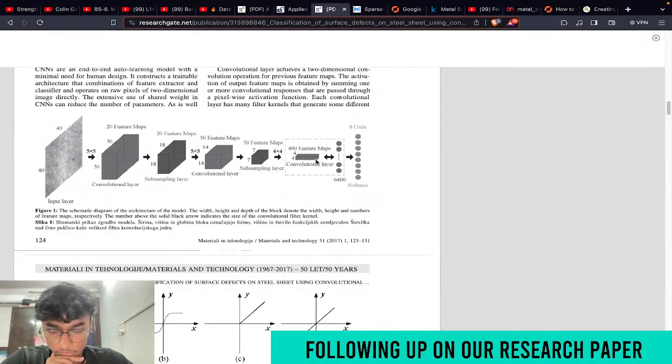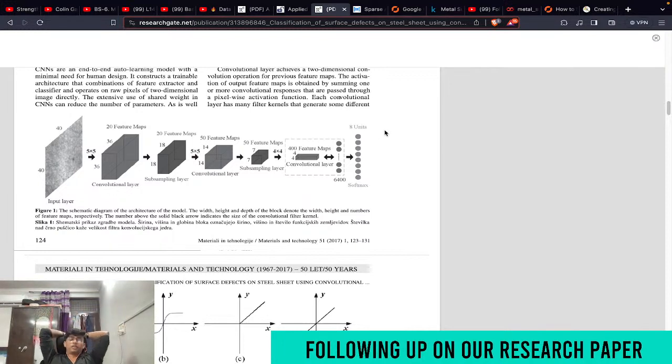And this, we flatten this, right? Because 4 into 4 is 16. 16 into 400 would be 6400. So this is just flattening the layer. And after flattening, we use a dense layer with a softmax activation that converts into 8 units.